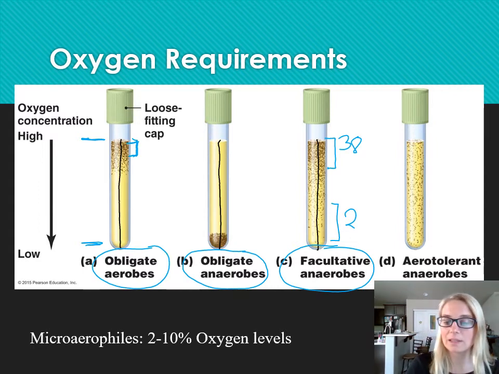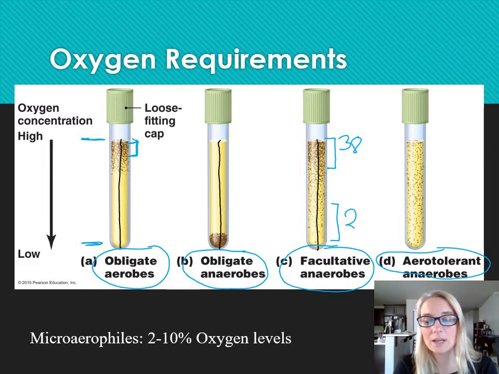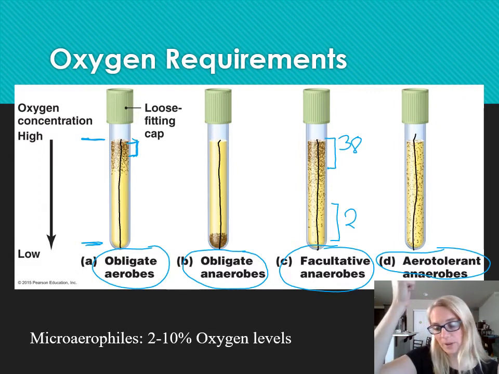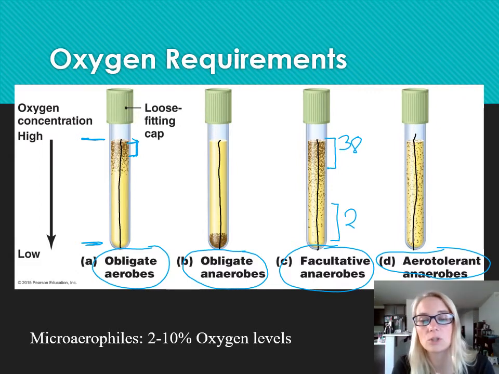All right, this last group is called an aerotolerant anaerobe. Now, these guys truly are anaerobes. They cannot use oxygen, but they can live in the presence of oxygen. So again, we're going to stab straight down and straight up. So we're getting bacteria all along the length of that tube.